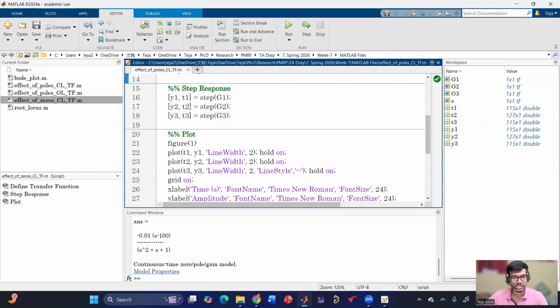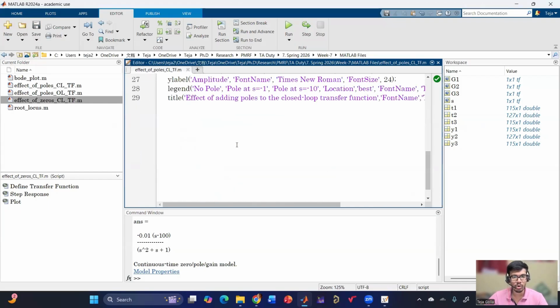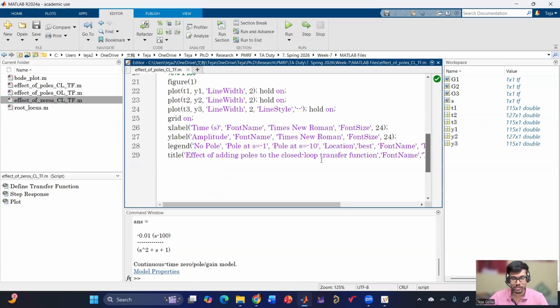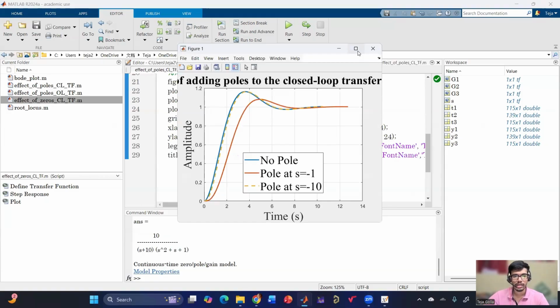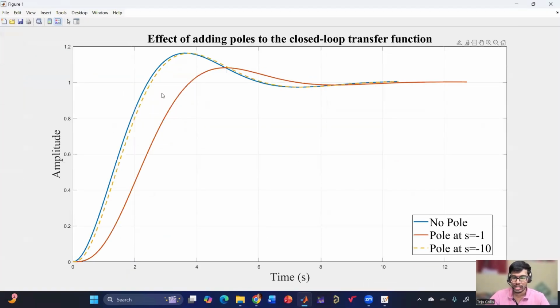Same thing, step response; only the transfer function is changed, the entire code is the same. Here the pole location is at s equals -1 and s equals -10. This is the title, adding poles. Let us run it. The blue color is the original transfer function without any additional pole, whereas the orange one is where I am adding one pole at s equals -1. And the yellow color is where I'm adding the pole at s equals -10.